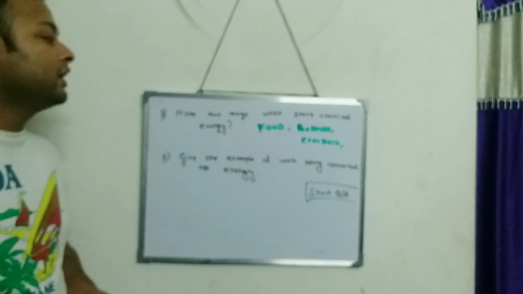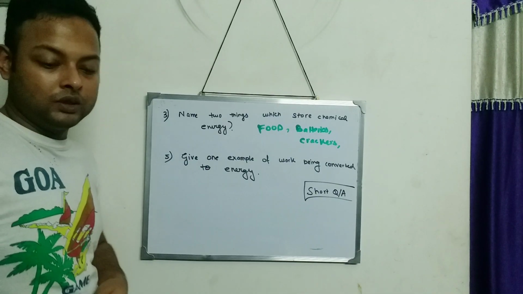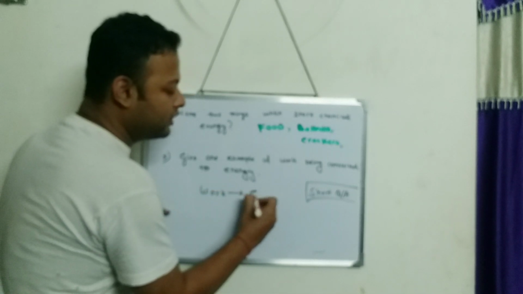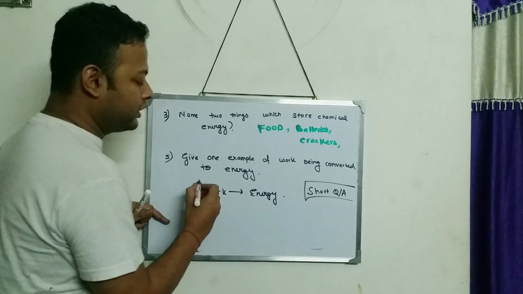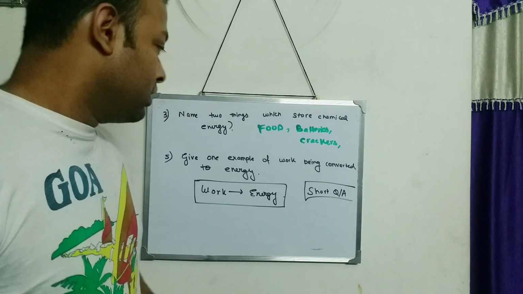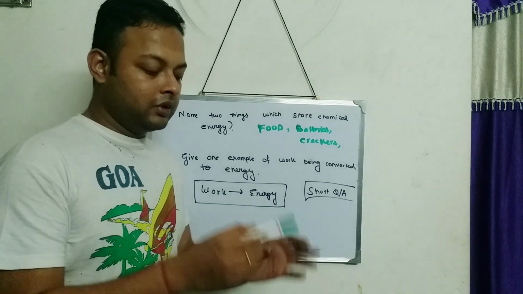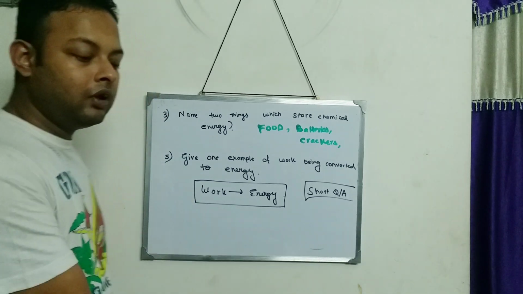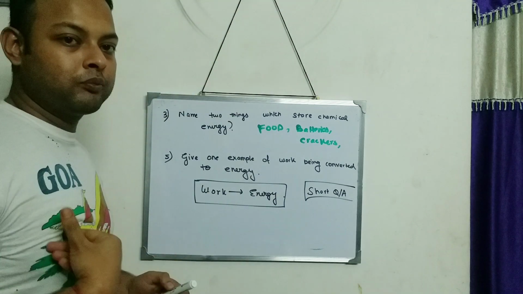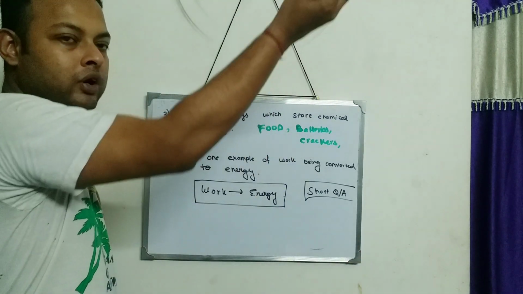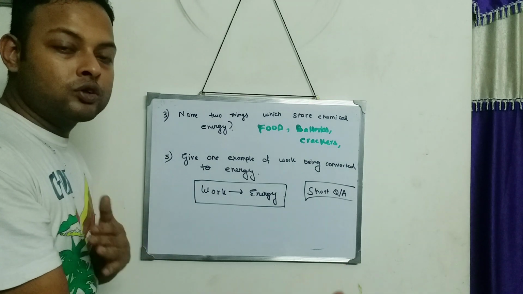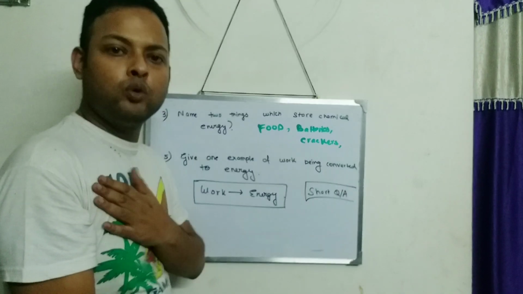Now this question, give one example of work being converted into energy. So work is getting converted into energy, and I need to give one example to show this happening. See, I told you, if one body is at a height, I am lifting this body up. Now what am I doing? If I am lifting this body up, I am doing work. And how much work am I doing? 100 joule of work.